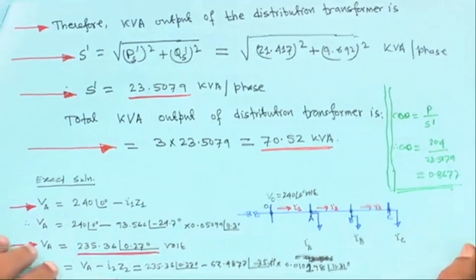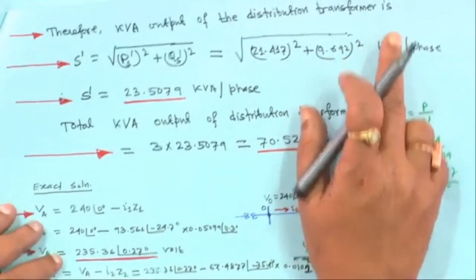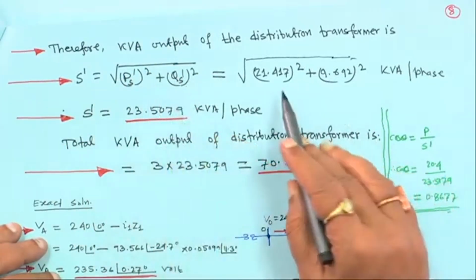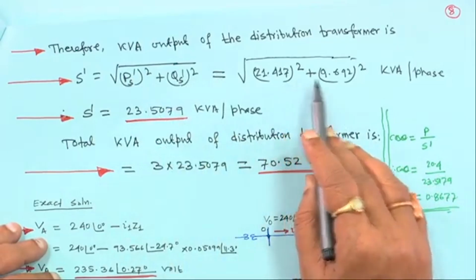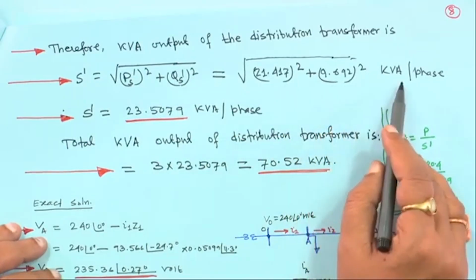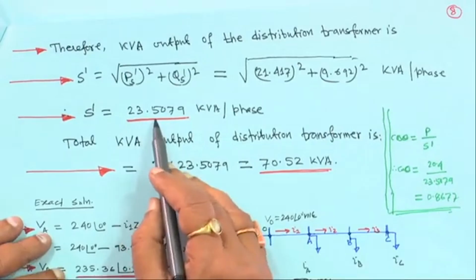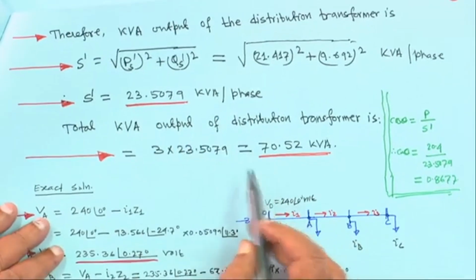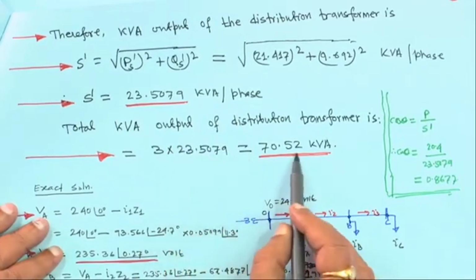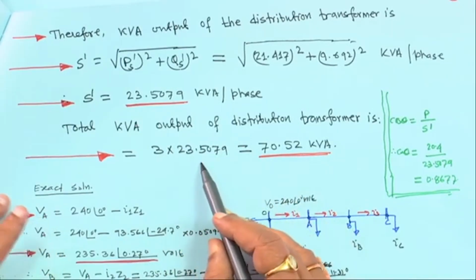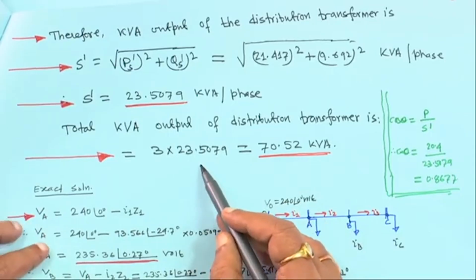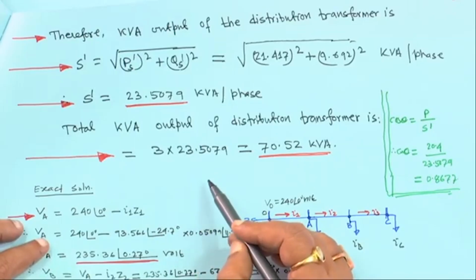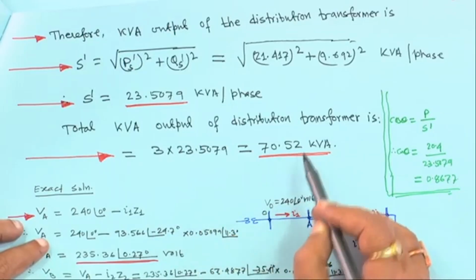Therefore, the KVA output of the distribution transformer is S dash equal to root over PS dash square plus QS dash square. So, it is 21.417 square plus 9.692 square. KVA per phase is 23.5079 KVA per phase. For a 3 phase transformer, if you multiply by 3, it will be 70.52 KVA. Previously we saw it is approximately 67, but that was with loss ignored. As soon as you consider the loss, it is 70.52 KVA.